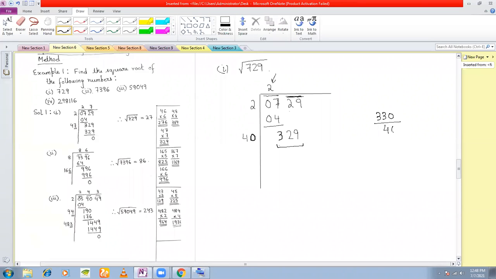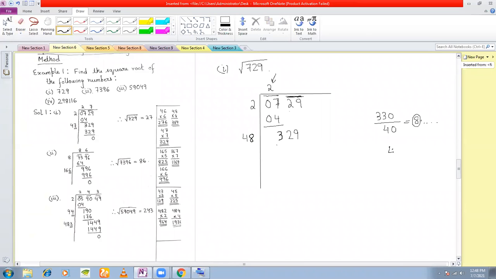So divide this by 40. How much do you get? The quotient here is 8 point something, isn't it? The quotient here is 8. That means we'll try to put a digit that is close to 8 here. So I put 8 here, and let's try with 8.